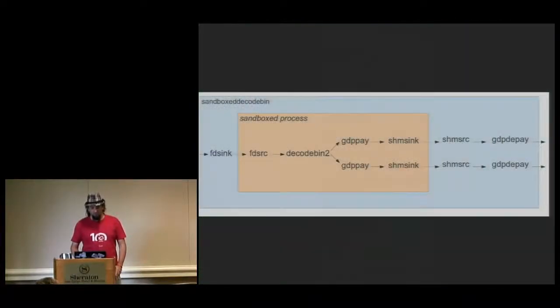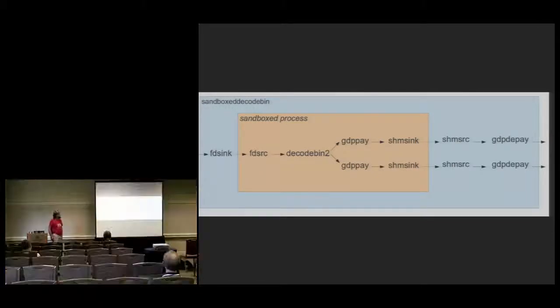And so this is what the sandbox decode bin looks like. It is an element that has one sink pad and two source pads. The sink pad goes directly into an FD sink, and the orange part here is the separate process. The FD sink is used just to send the data to the sandbox process over a file descriptor.